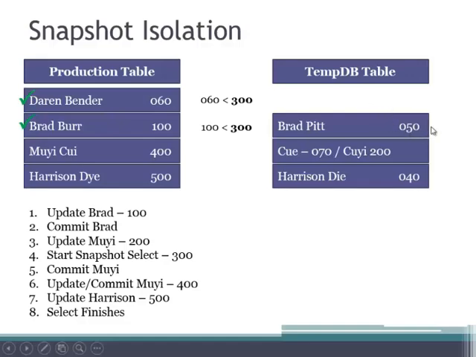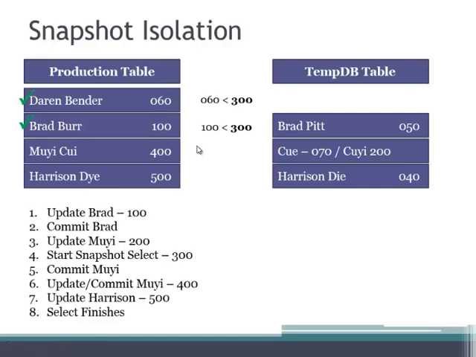For the next row, for Brad Burr, it says, okay, I have information over here. There's some new data, or the old data is over in TempDB. I know that, but I know that was committed before I had my select. Therefore, it'll use the new data that's currently sitting in the production database for our query. So we get Darren Bender and Brad Burr.